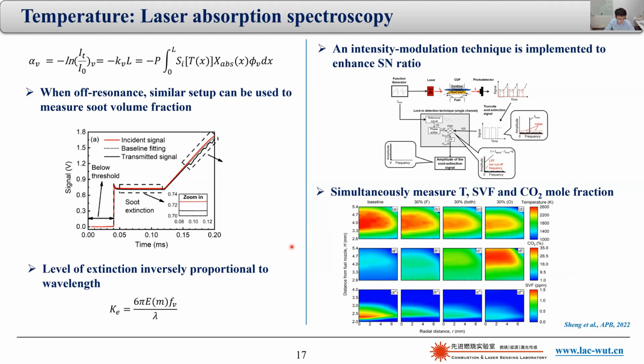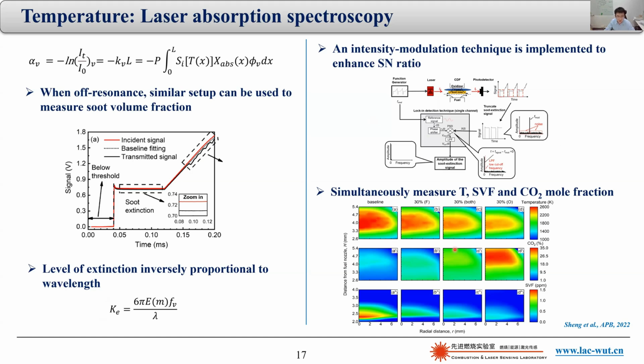I will not elaborate on the details, but one thing I might need to emphasize is that since we are now using this mid-infrared, which is a 4.2 micrometer laser source, if you look at these equations, you will notice that for the same soot volume fractions, if you use longer wavelengths, your measured extinction ratio will be inversely proportional to lambda. So that means if you use longer wavelengths, your signal to noise ratio can be significantly compromised. So to solve this problem, we actually use intensity modulation techniques to enhance the signal to noise ratio.